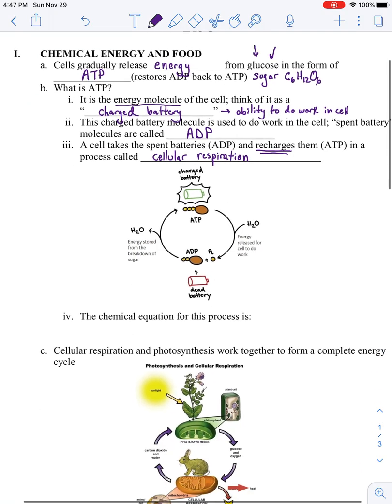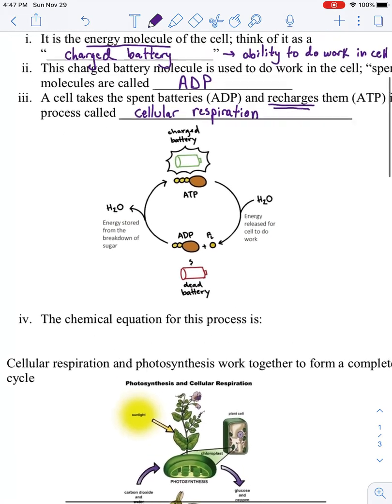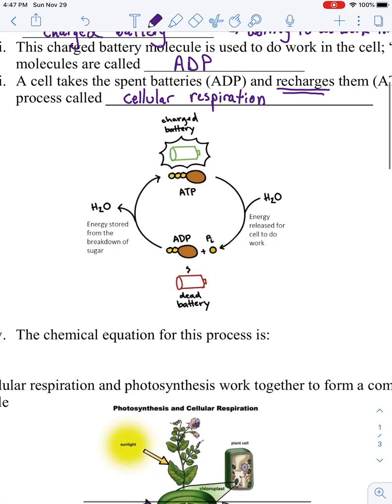A nice diagram that shows the relationship between ADP and ATP is the picture shown below. ATP is this little molecule here. It is broken down into ADP, which provides the energy for the cell to do work, written on the right-hand side. But now you've got a spent battery, and you need to recharge it. So we need to break down sugar to do that, and that is called cellular respiration.